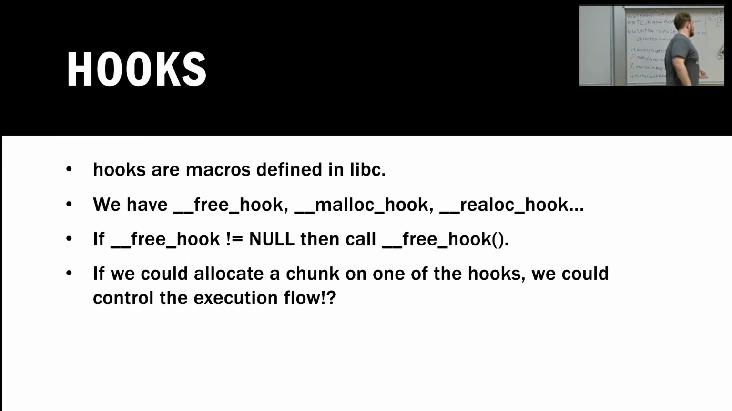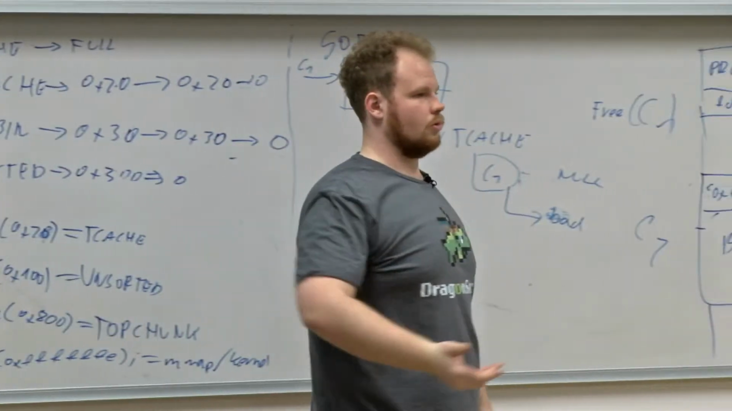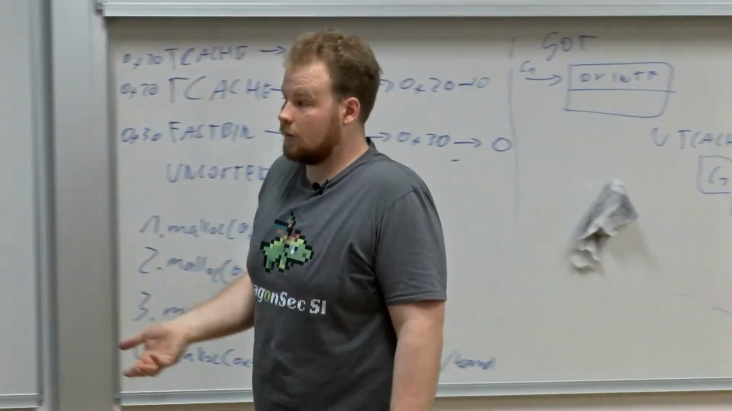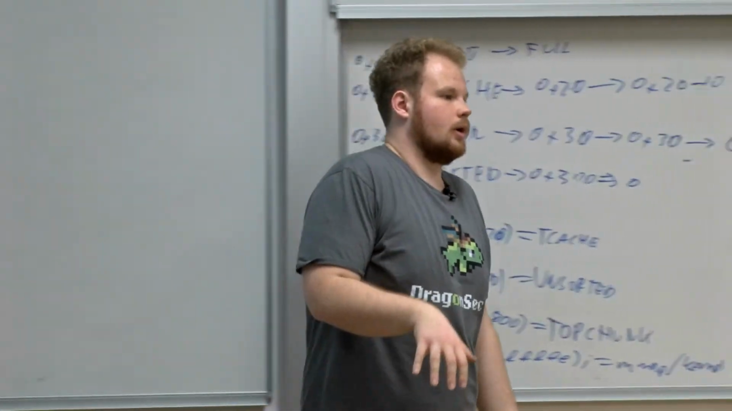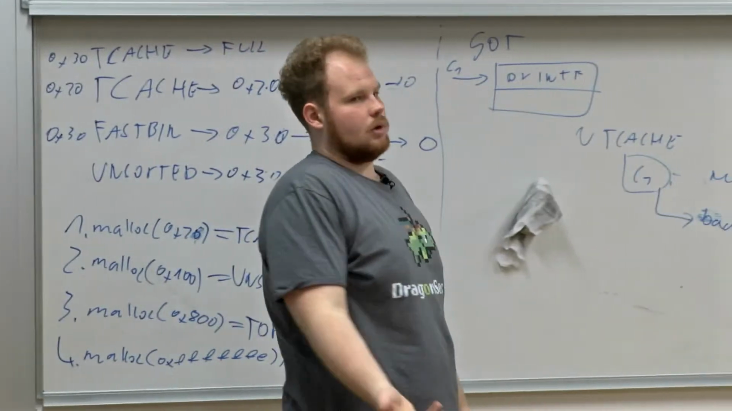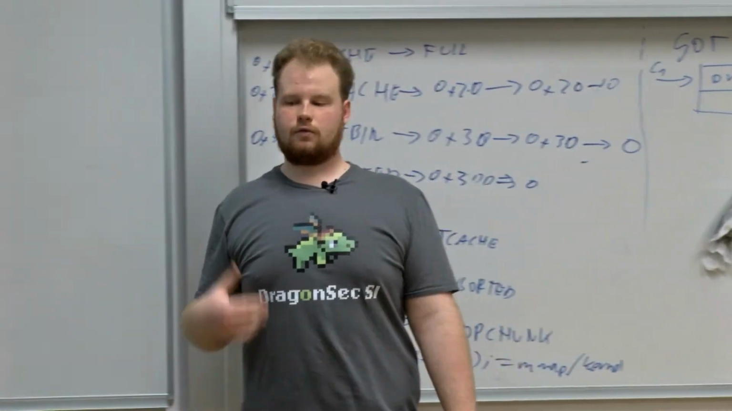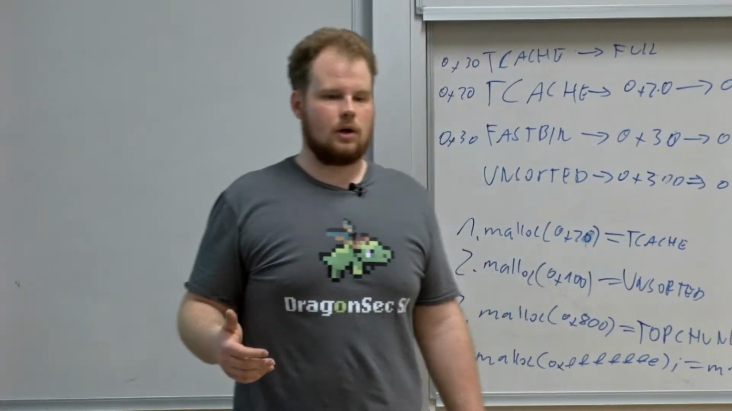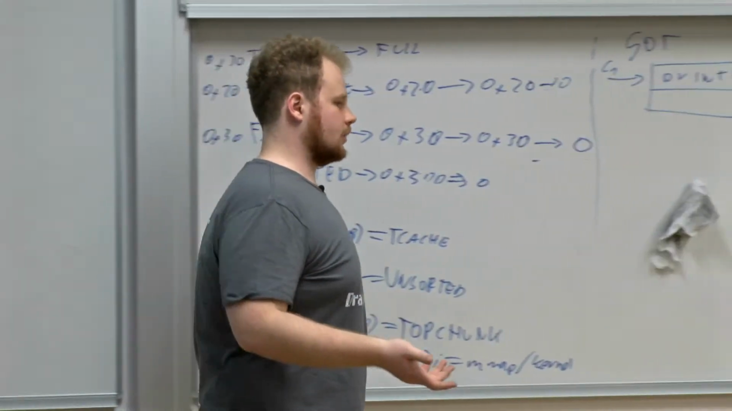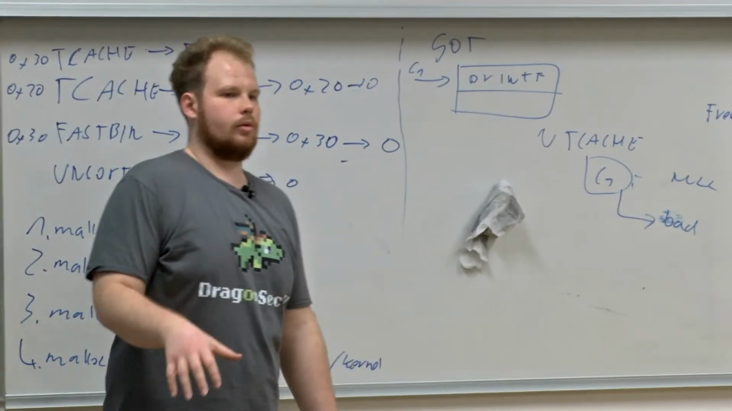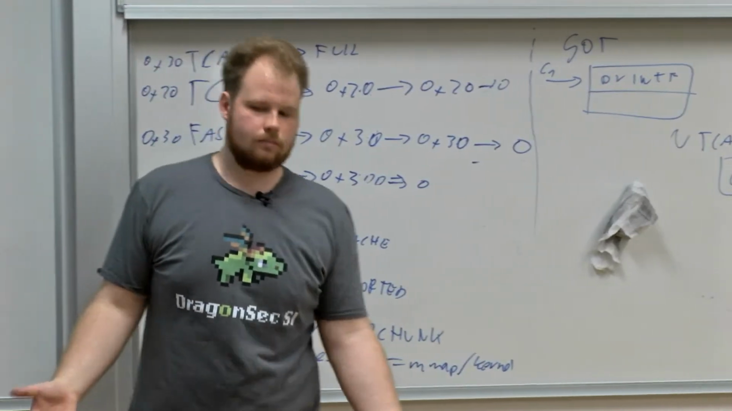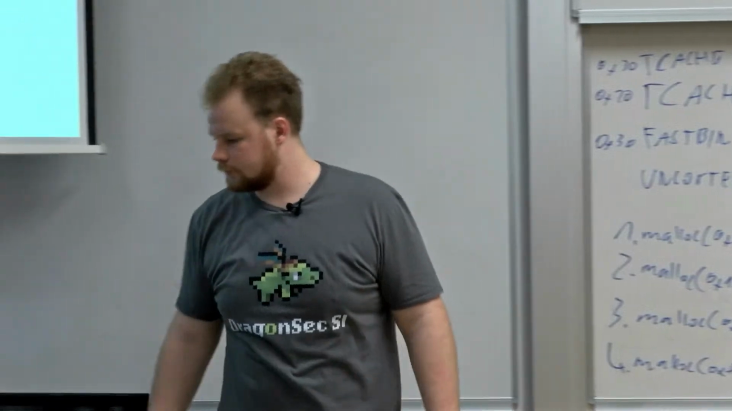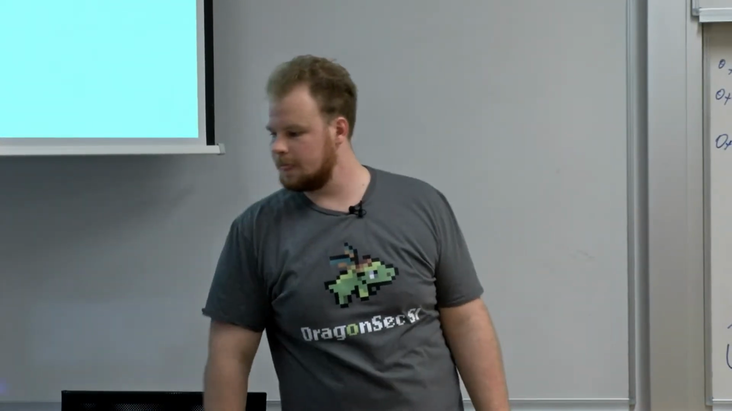And we can use that. We can allocate a chunk on the free hook, overwrite what's there to, I don't know, system, and the next time we would call free, or the program would call free, it would actually be calling system with the same argument. And if we then allocate a chunk and write bin.sh to it and free it, we would basically be spawning a shell. That's the idea behind it. Okay.